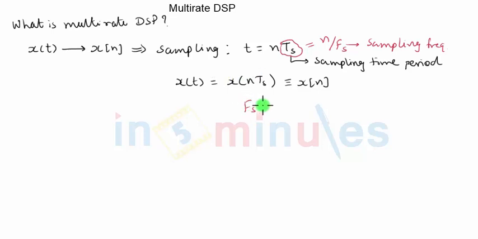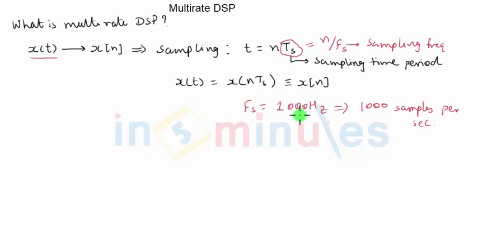So for example, if fs is equal to, let's say, 1000 hertz, this means we are taking 1000 samples per second. So in simple words, fs can also be called as sampling rate. It is the rate at which the sampling is done to continuous time signal x of t.